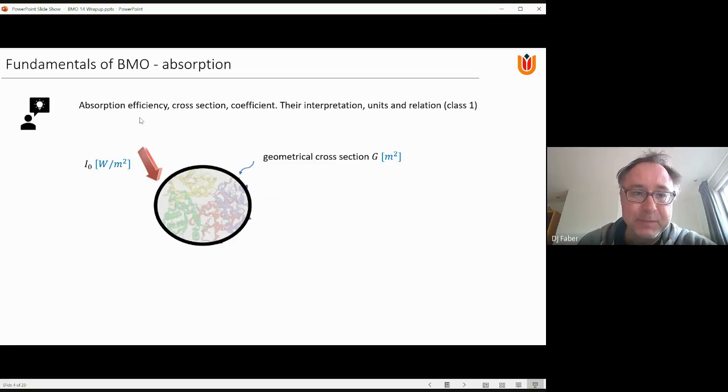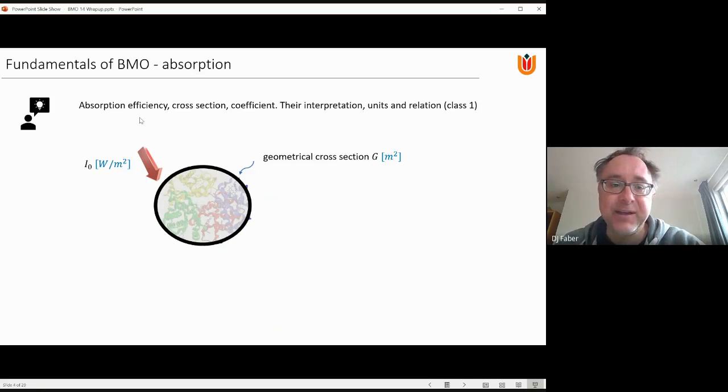All right. So let's just run through the fundamentals. I'm going to list a few things that I want you to be familiar with, that I want you to know, so we can have a short discussion about that during the oral exam. So I want you to know what the absorption efficiency is, what the absorption cross-section is, what the absorption coefficient is, how we interpreted it, what their units are, and how they are related to each other. This was basically the topic of the first class.